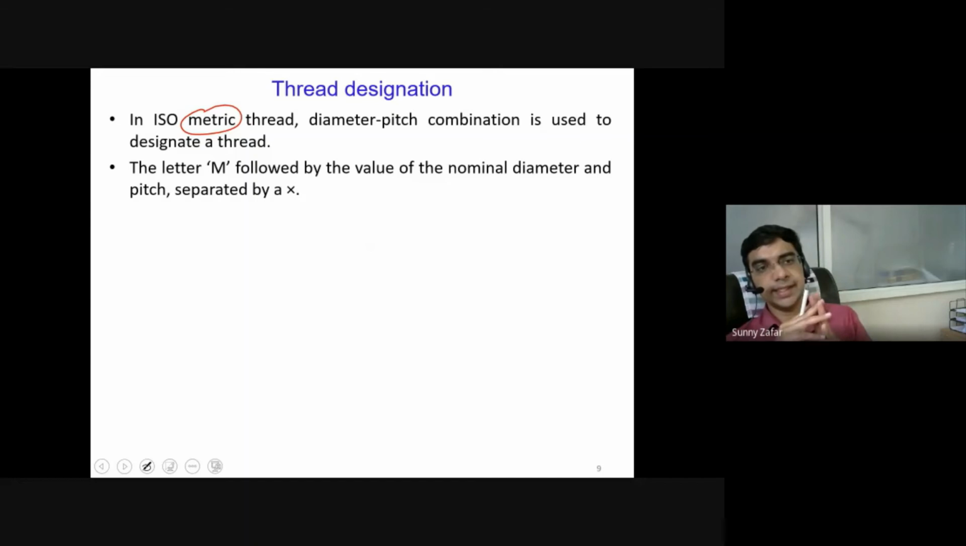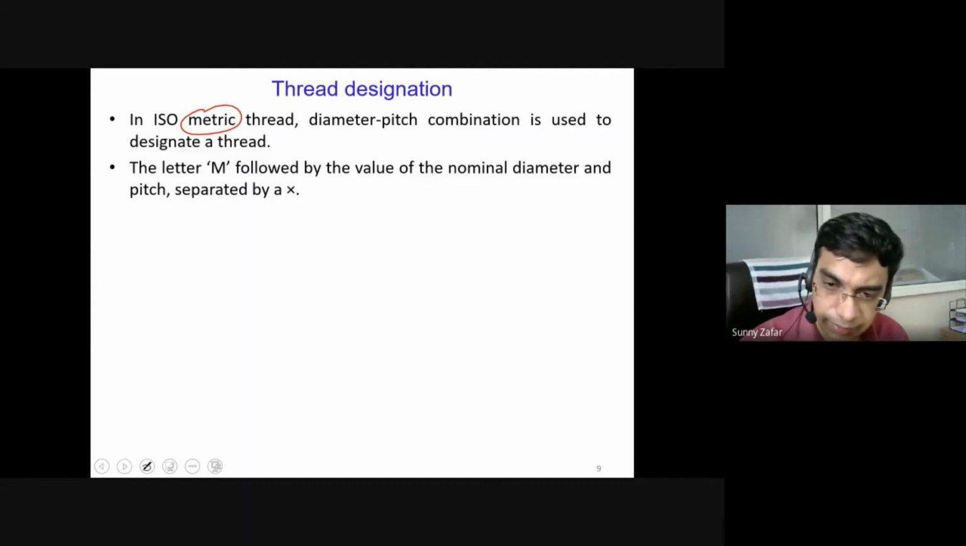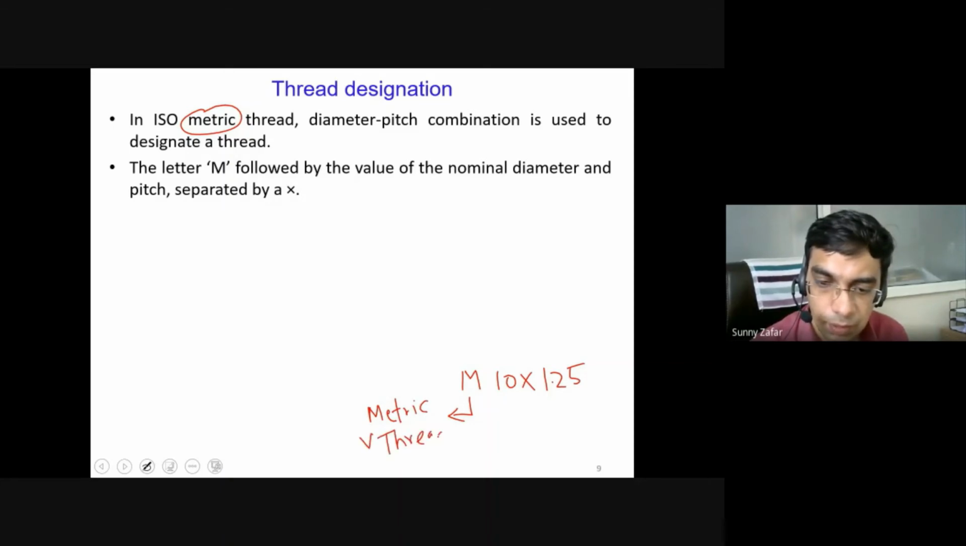This is done by placing the capital letter M followed by the nominal diameter, which of course you can consider equal to the major diameter, and the pitch, in which both are separated by an X. For example, if it is mentioned like this, M10 cross 1.25. What this implies is that it is a metric V thread. Then what is 10 signifying? 10 is basically signifying the nominal diameter.